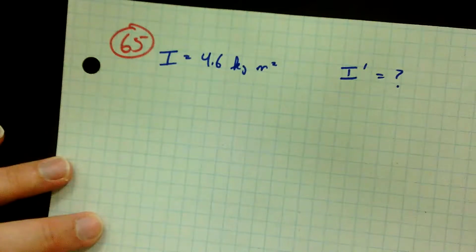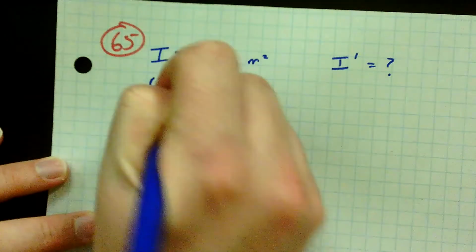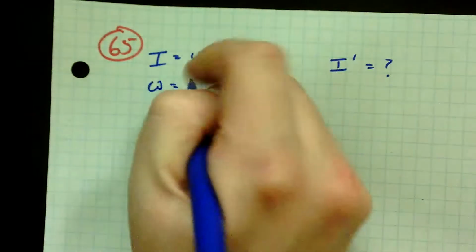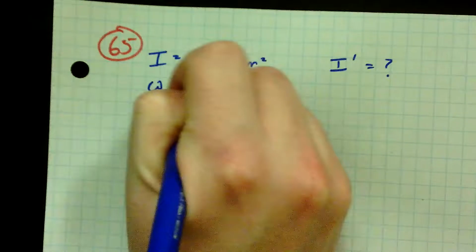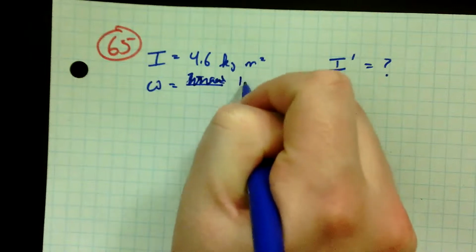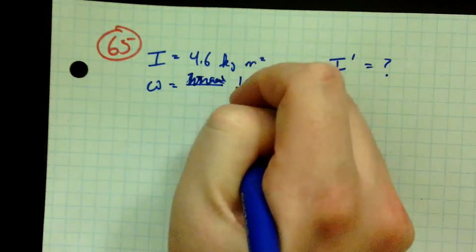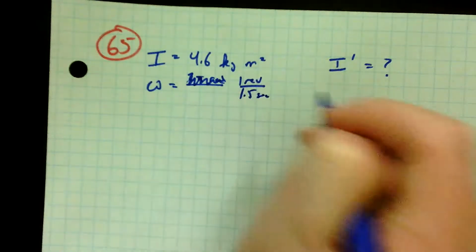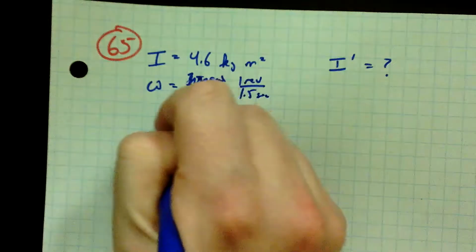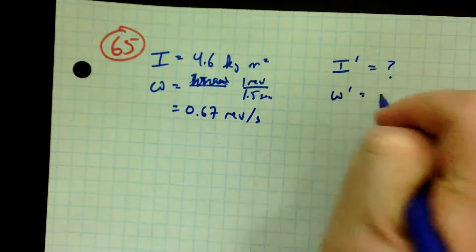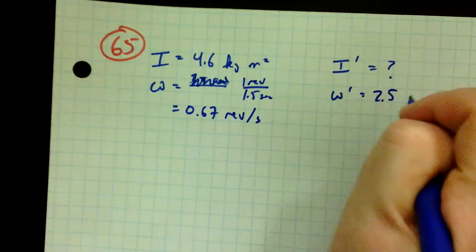And it says that I start with 1 revolution every 1.5 seconds. So what that means is, if I were to work that out, that would be 2 pi radians every, or as a matter of fact, we can even do it in revolutions if we want. We can say one revolution every, what did it say? Every 1.5 seconds. So what is that? I think that's 0.67 revolutions per second. And my omega prime is going to be 2.5 revolutions per second.